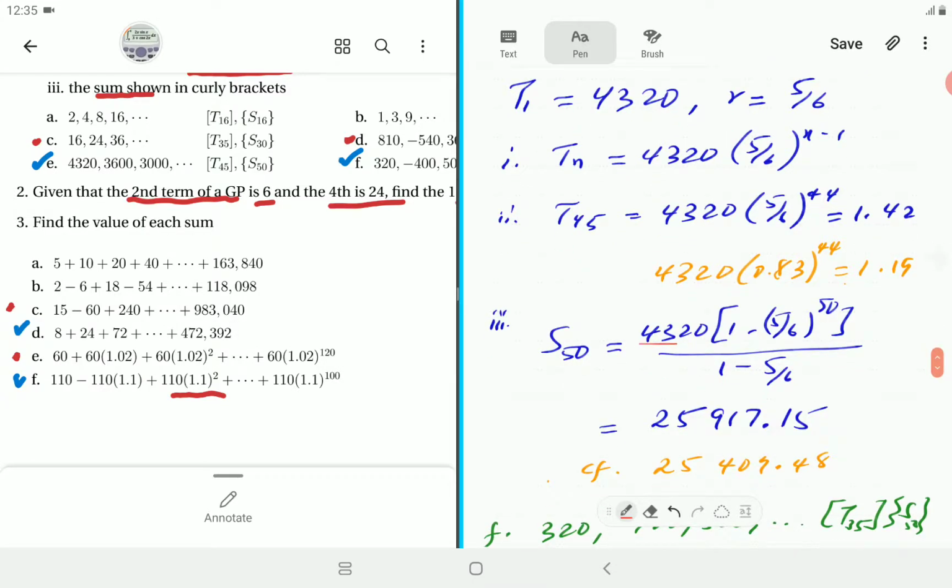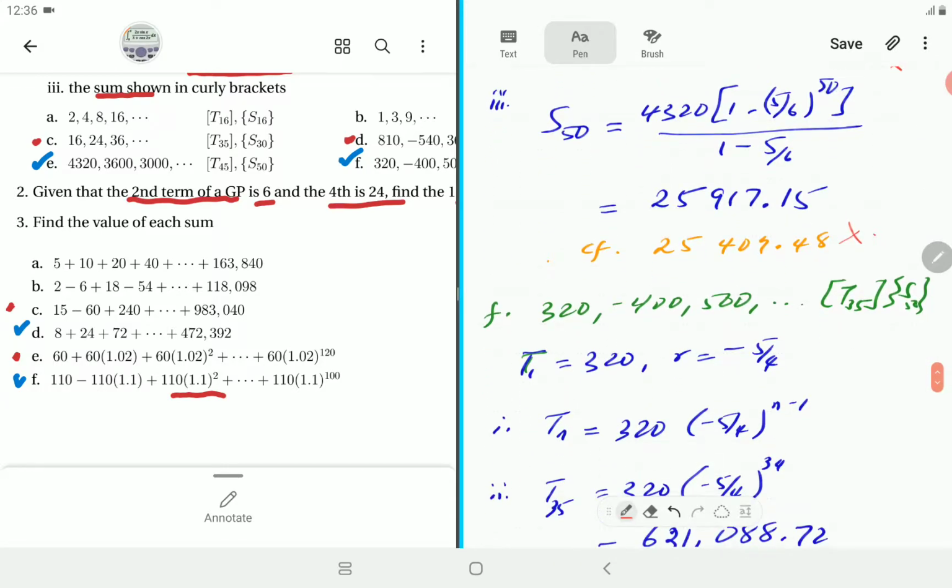Okay, so for the summation, the sum of the first 50 terms is going to be 25,917.15. Again, if you use 0.83 here and here, it's going to be 25,409, and you can see this is way, way different from that one. So again, in the exam, that would be marked wrong.